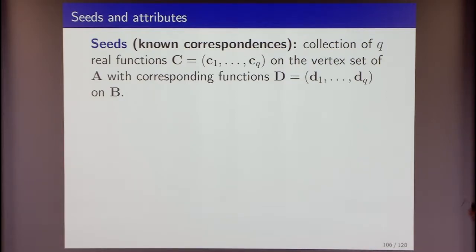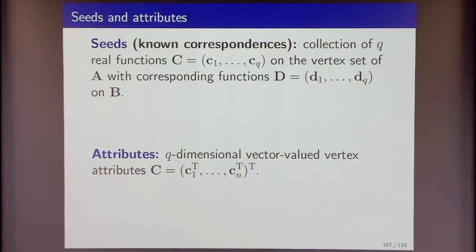So I will have a matrix. Each column in this matrix will be a function on one graph, and I will have a corresponding matrix D with corresponding functions on the other graph. Okay? And let's say I have Q such corresponding functions. I will call them seeds.